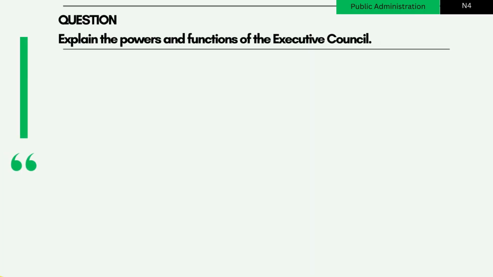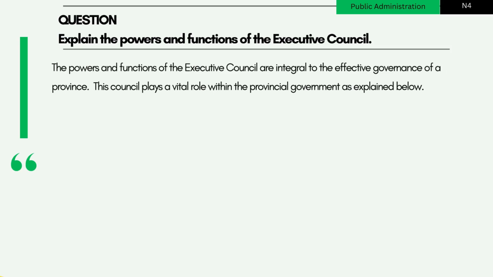Question. Explain the powers and functions of the Executive Council. The powers and functions of the Executive Council are integral to the effective governance of a province. This council plays a vital role within the provincial government as explained below.